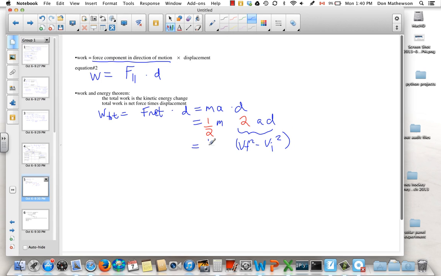And then I still have the 1/2 m out in front here. And then this is 1/2 mvf squared minus 1/2 mvi squared. And so we see that is just the change in kinetic energy. So what we've proven by this derivation is that the total work, which is the work done by the net force, is the change in kinetic energy. So if we add up all the work done by all the forces, that's the kinetic energy change.